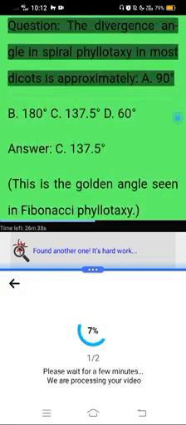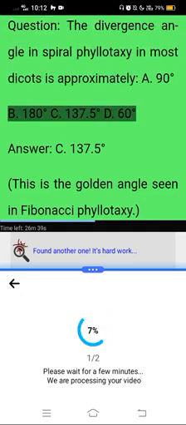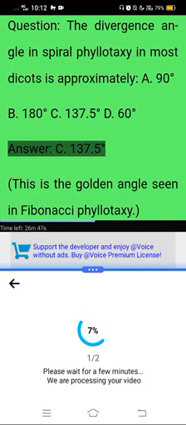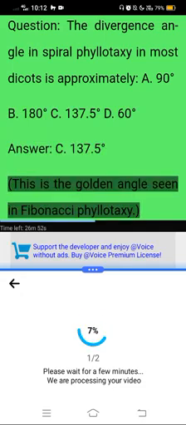CSIR-NET 2016. Question: the divergence angle in spiral phyllotaxy in most dicots is approximately: A. 90 degrees, B. 180 degrees, C. 137.5 degrees, D. 60 degrees. Answer: C, 137.5 degrees. This is the golden angle seen in Fibonacci phyllotaxy.